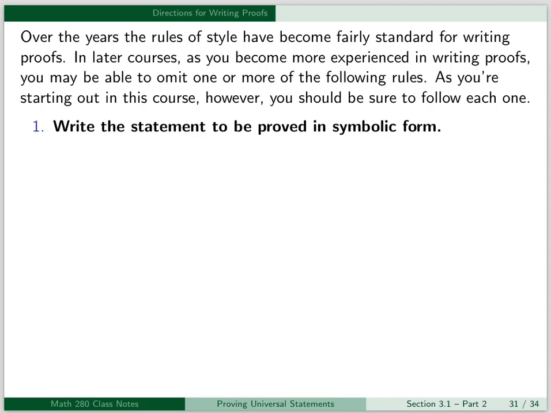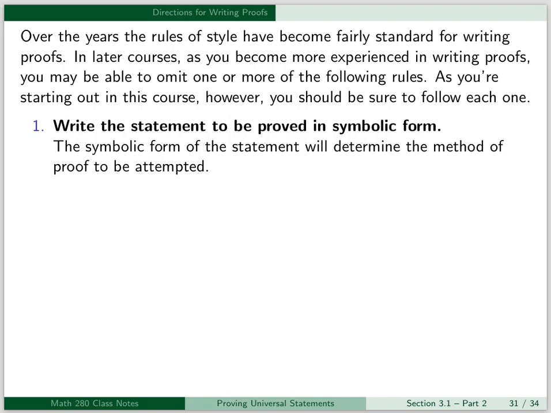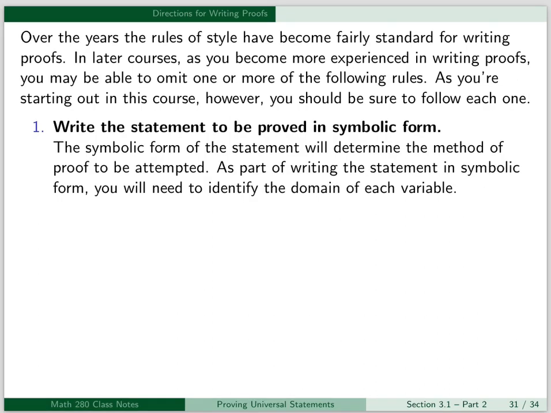So our first rule or guideline is to write the statement to be proved in symbolic form. The symbolic form of the statement will determine the method of proof to be attempted. As part of writing the statement in symbolic form, you'll need to identify the domain of each variable.